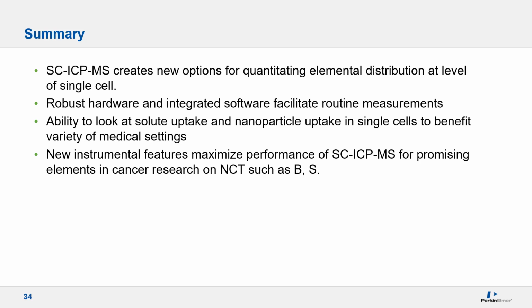The ability to look at solute uptake and nanoparticle uptake in single cells benefits a variety of medical settings, and with the new product line addition of the NexION 5000, we now have new instrumental features available which maximize performance for single-cell ICP-MS for promising elements in cancer research. And I singled out in this talk especially neutron capture therapy applications involving boron or sulfur.